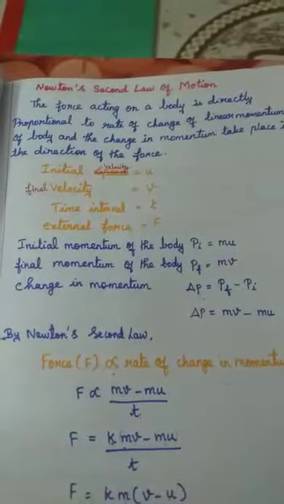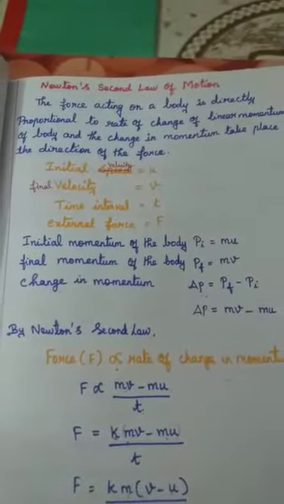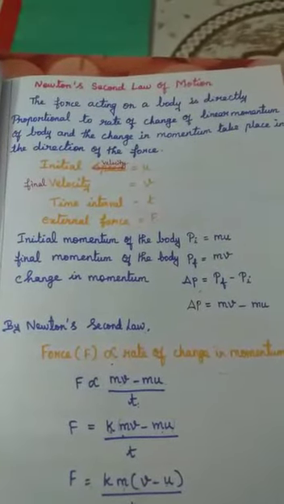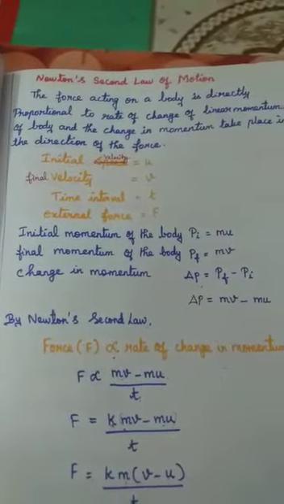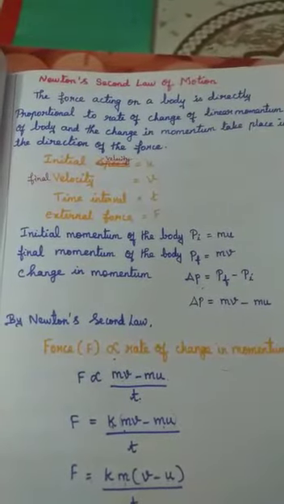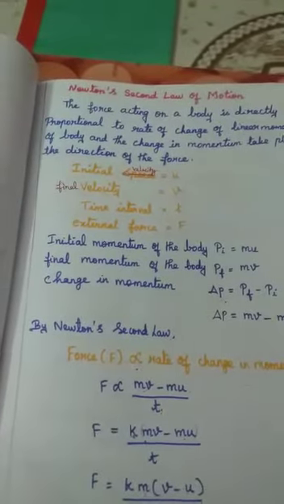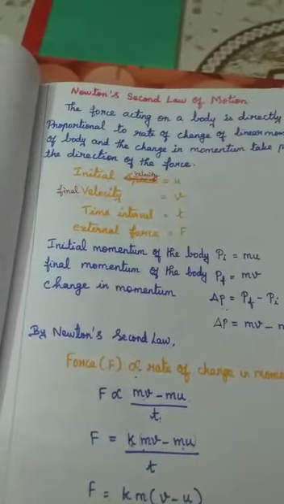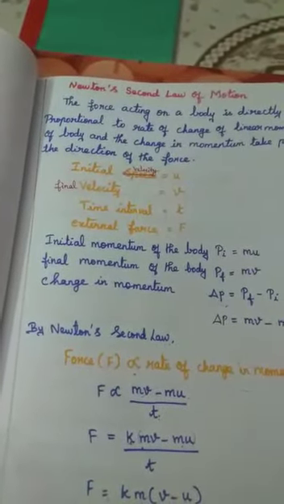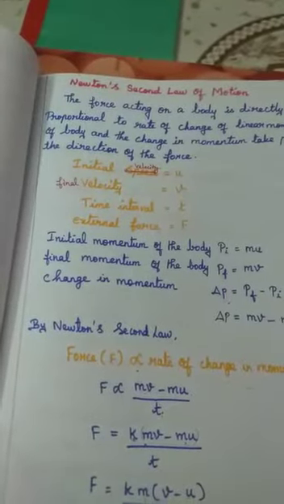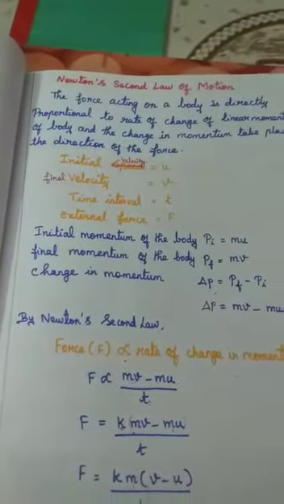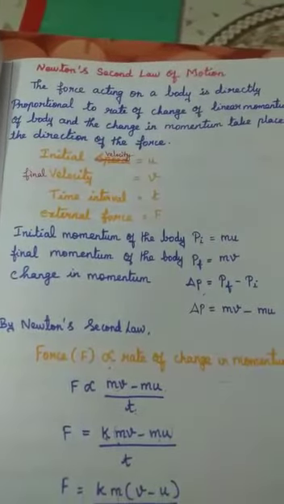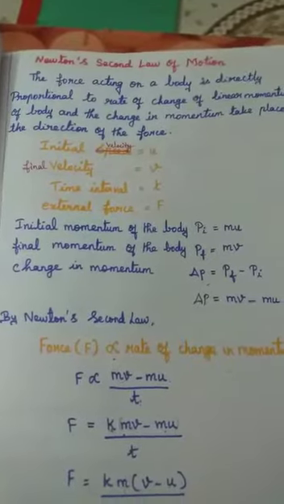Newton's second law of motion. Definition: the force acting on a body is directly proportional to the rate of change of linear momentum of the body, and the change in momentum takes place in the direction of the force. That means if a force F acts on a body, that force is directly proportional to the linear momentum of the body and acts in the direction of the force. In an upcoming topic, we will learn in detail about what is meant by linear momentum.